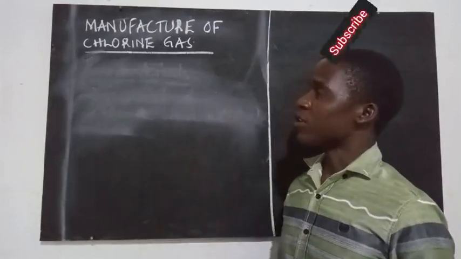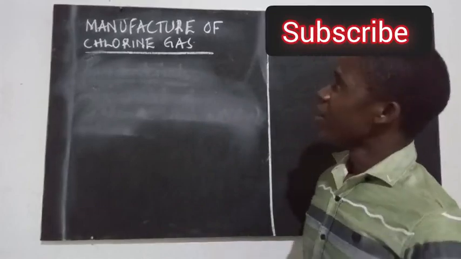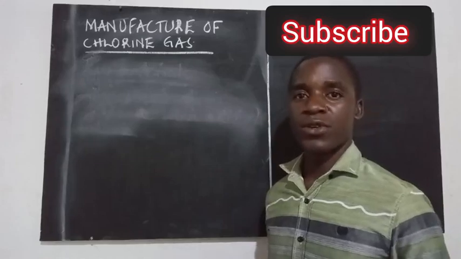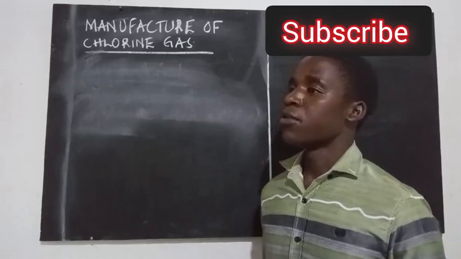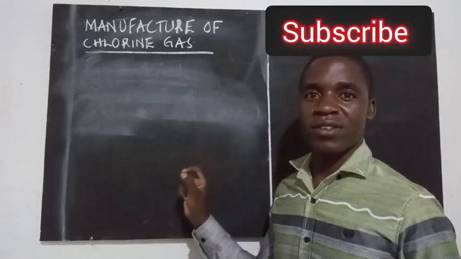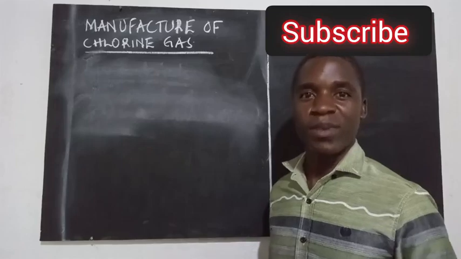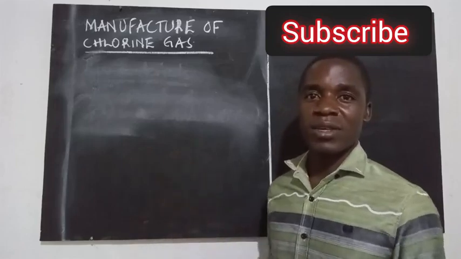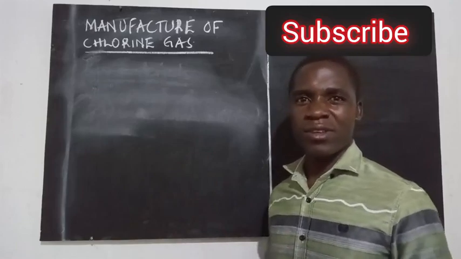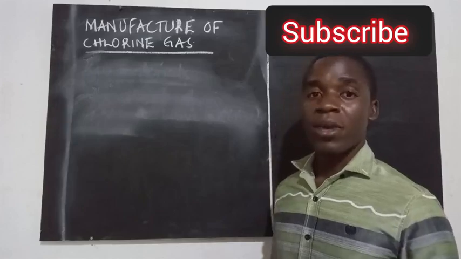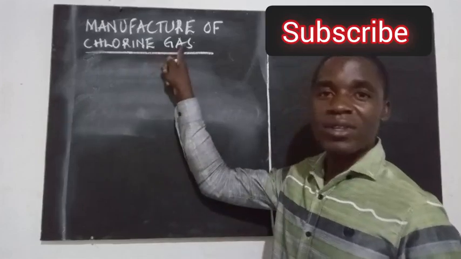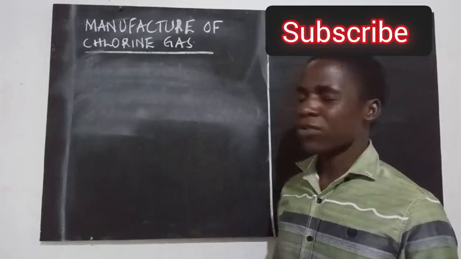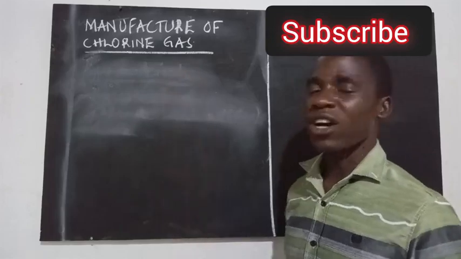We want to continue from where we ended last time. Today we want to look at the manufacture of chlorine gas. But before we continue, remember that for any industrial process, we always need what we call the raw materials. Before we can mix the raw materials and come up with procedures to get the desired product, which is chlorine gas, let us first list the raw materials for the manufacture of chlorine gas.